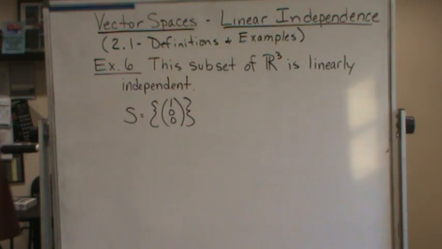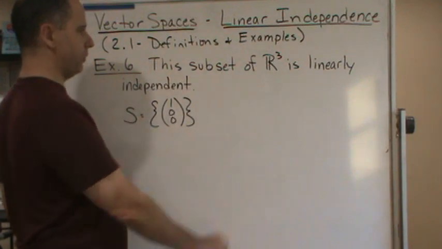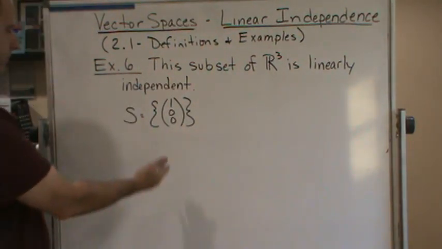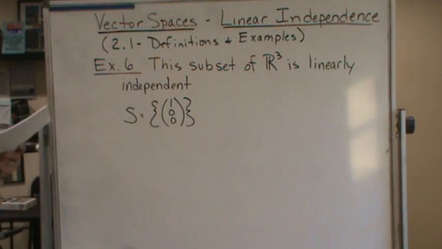Okay, so let's look at some sets here. So let's see how this all works out. So in this example, we have this subset of R3 that is linearly independent, right here. So S is linearly independent. So let's look at some supersets, okay? Let's look at this one.